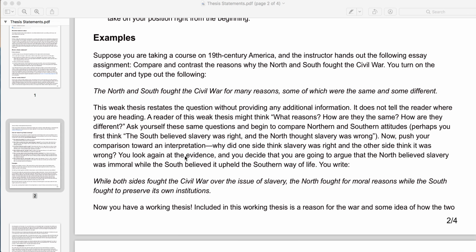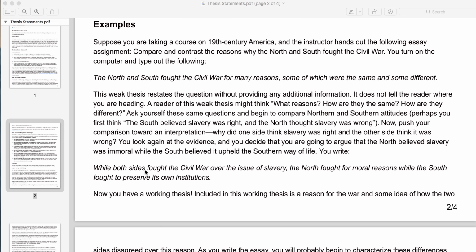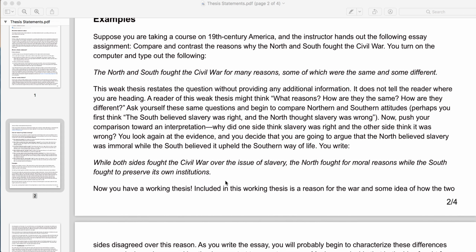So in the end, you can write something like, while both sides fought the Civil War over the issue of slavery, here you're being very specific, the North fought for moral reasons while the South fought to preserve its own institutions. This is a much better one.